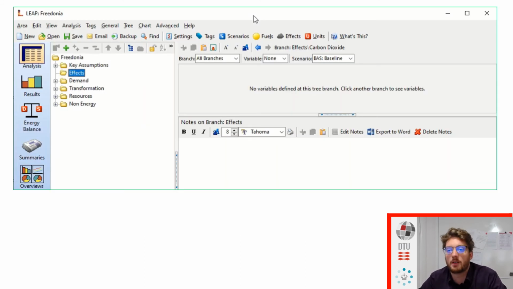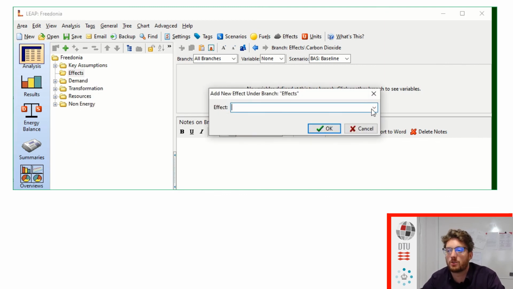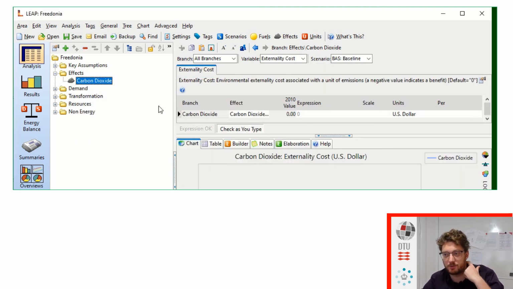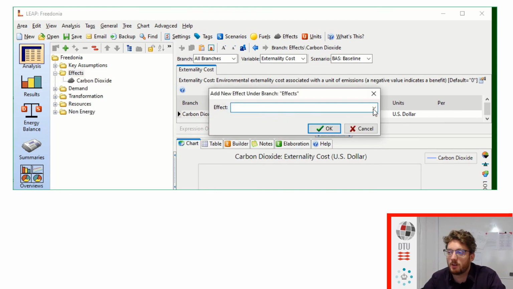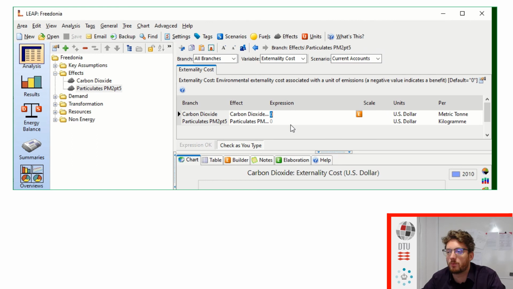We do that by this method I'm showing you here. If you right click on it and say add, we can now choose an effect. Let's say carbon dioxide. CO2 costing is quite relevant and will be for a while. And then maybe we also want to do an effects costing on PM 2.5, because that has wider health consequences. So now we can put in our carbon dioxide costing.